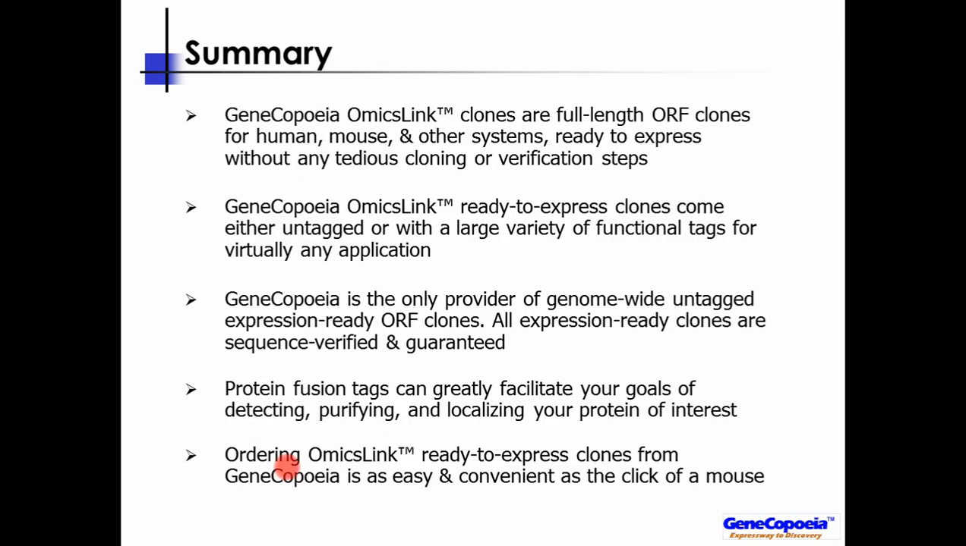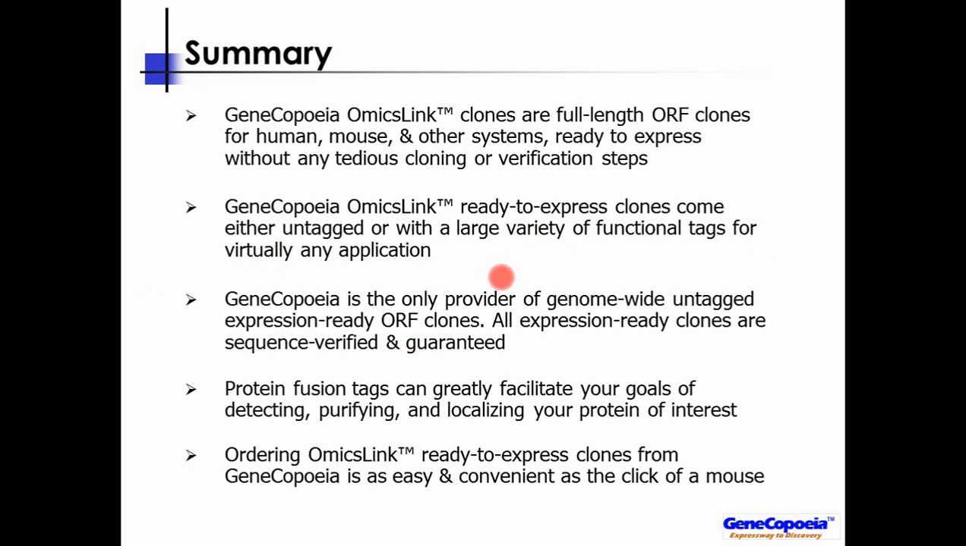Alright, so with that, now I'm at the end of the talk, and I just want to briefly summarize. So first I told you about the GeneCopoeia Omics-Link brand of expression clones. These are full-length ORF clones for human, mouse, and other systems, and they come ready to express without any tedious cloning or verification steps. Secondly, I told you that the GeneCopoeia Omics-Link ready-to-express clones come either untagged or with a large variety of functional tags for virtually any application.